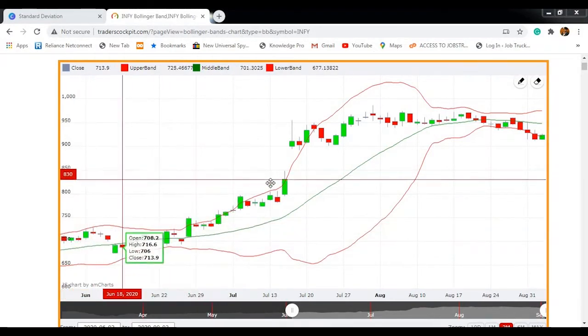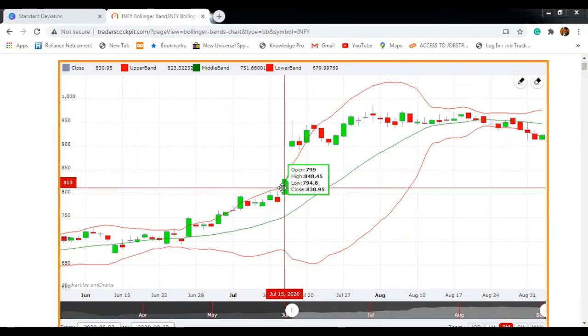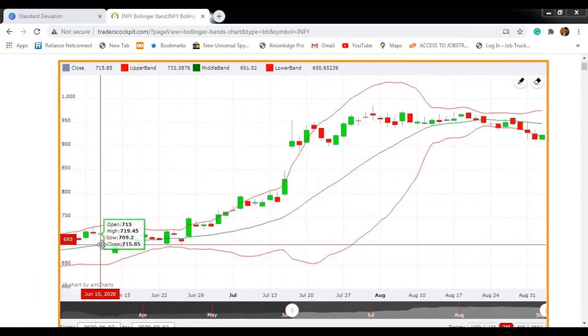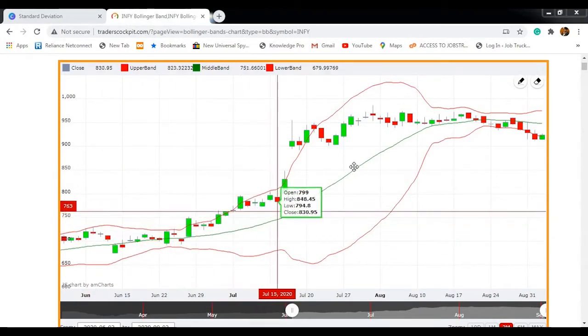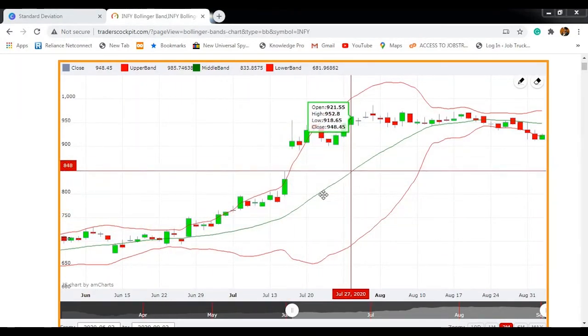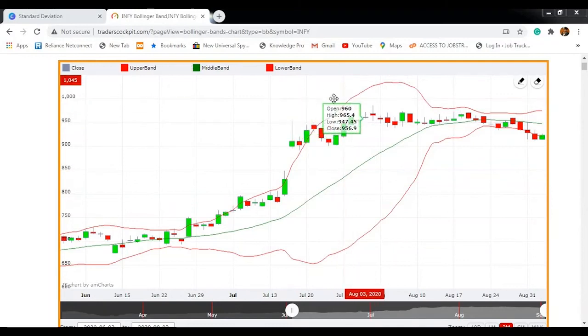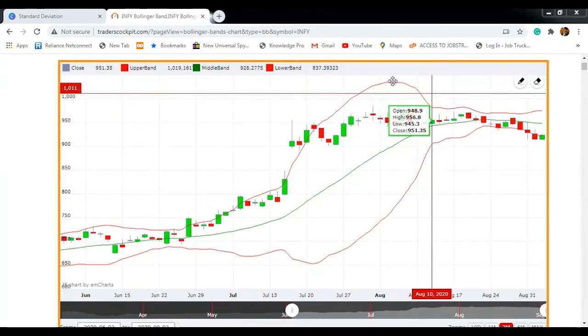So over here, you guys can see that standard deviation chart is this line. We call it the middle band, okay? This is a Bollinger Band. The line that you see at the top is the upper band, and then the line you see at the bottom is the lower band.